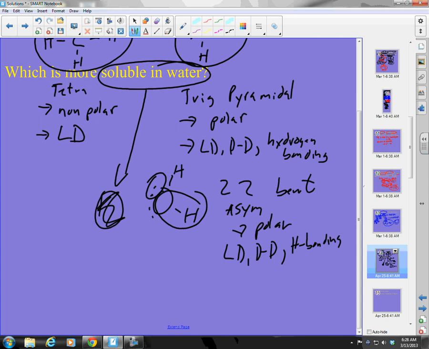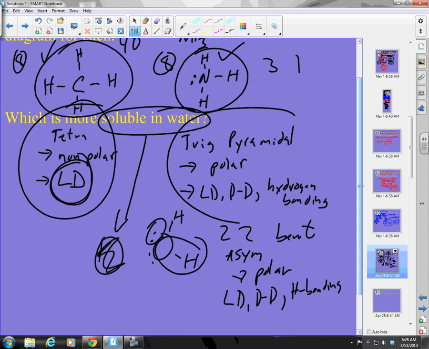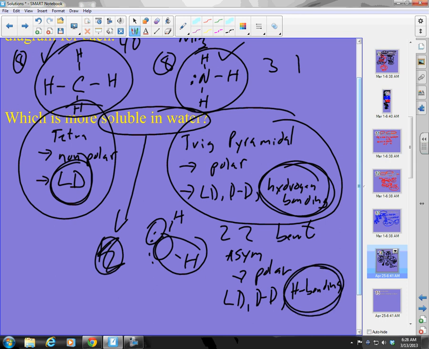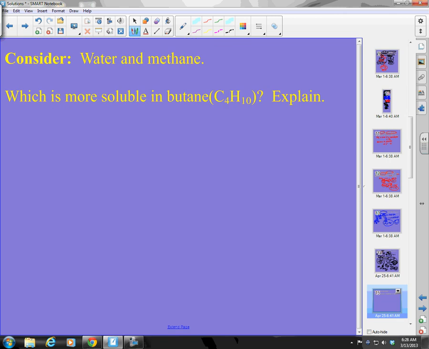So, which of these, methane, which only has London forces, and ammonia, which has hydrogen bonding, among others, which of these is more likely to dissolve in water? Well, water has hydrogen bonding, ammonia has hydrogen bonding, so it's more likely that ammonia will dissolve in water. Cool, that's not hard. You guys do this one. Bring me back when you're ready.